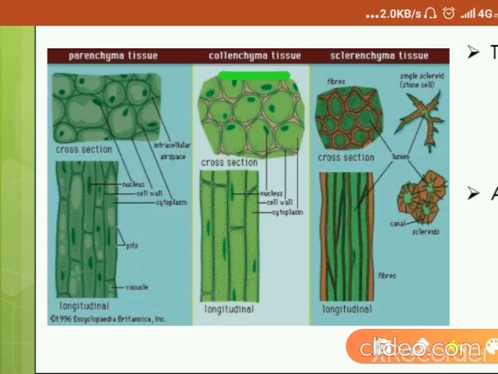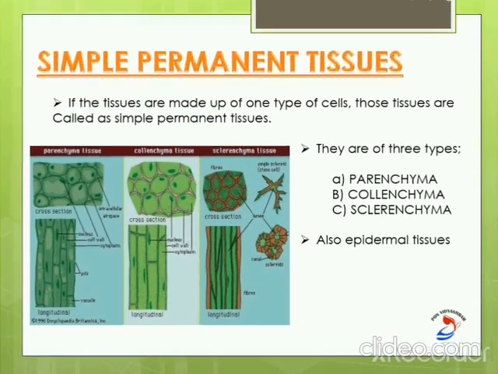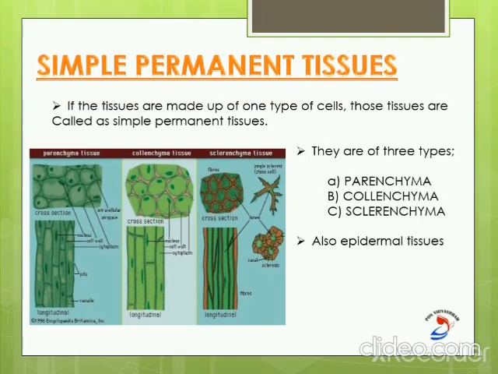Now let's see the sclerenchymatous tissue. The sclerenchyma tissues have very, very thickened cells. The thickened walls of the cells are due to the presence of a substance called lignin. Lignin causes the thickening in these structures. So let's move on to the next slide.